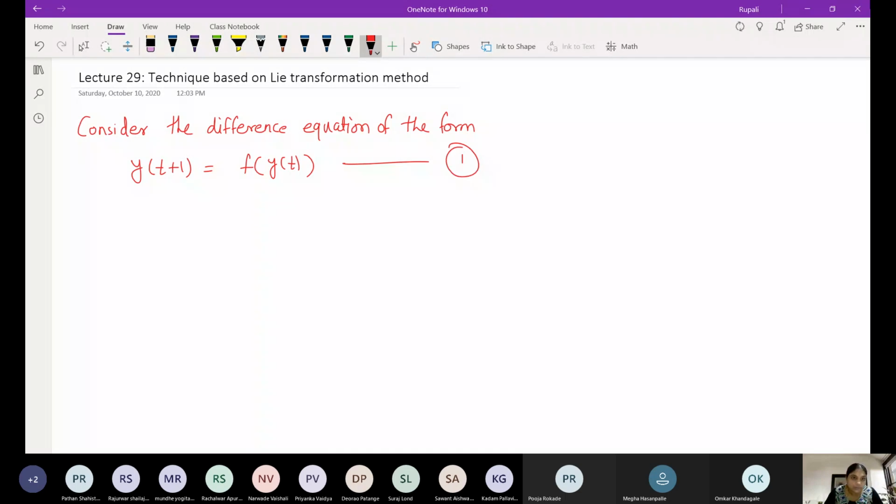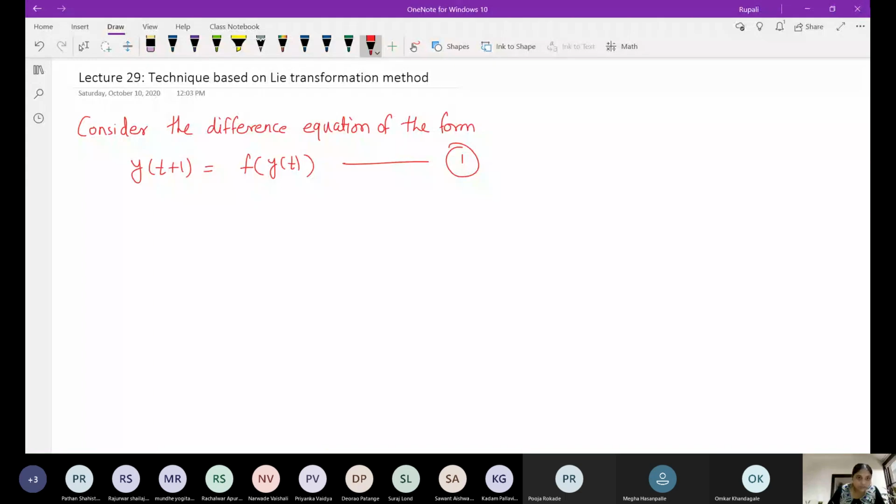You can see here, this is a special type of difference equation where t does not come explicitly. Okay, so the right hand side will be a function of yt. It may be a linear term, it may be a non-linear term, whatever. For linear terms we can already solve it, we have already seen the methods. Now if it is a non-linear function of yt, how to solve it by using the technique which is based on Lie transformation method, we will see.